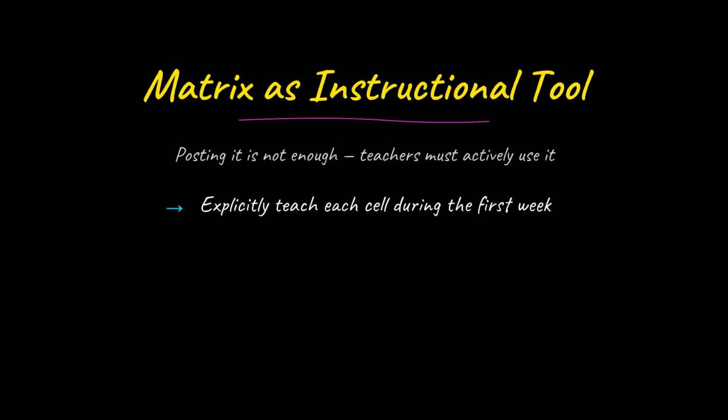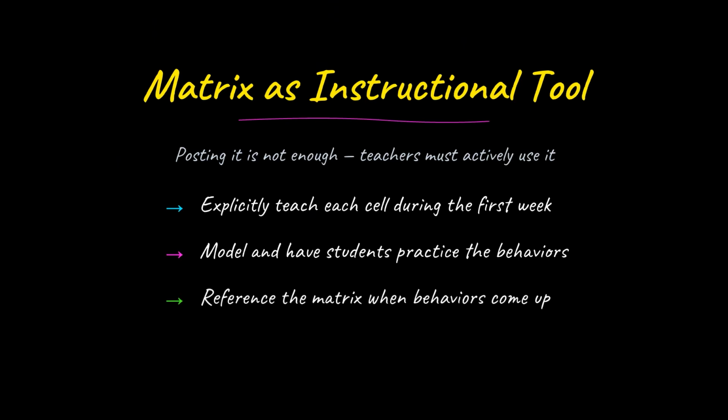The matrix works for 3 reasons. It gives explicit examples, it ties behavior to specific settings, and it creates shared understanding between students and staff. When everyone agrees on what responsible looks like in the lunchroom, confusion drops and consistency rises. The matrix is the curriculum for behavior teaching, not a decoration. Teachers must explicitly teach, model, and reinforce the behaviors listed in each cell. A matrix posted on the wall but never referenced in practice does not produce behavior change. Active use is what makes it work.